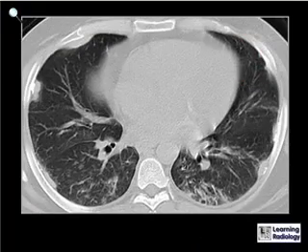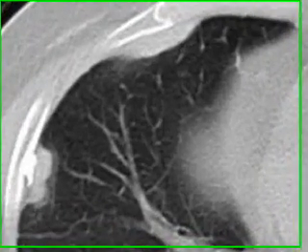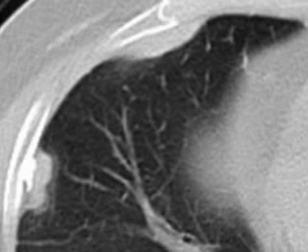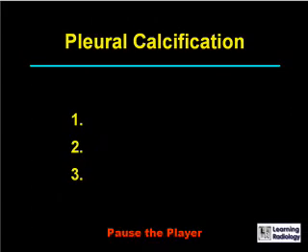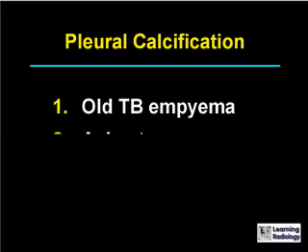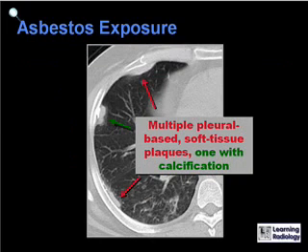Here's the next differential. Pause the player. The differential is pleural calcification. There are 3 main causes. Pause the player. The 3 main causes of pleural calcification are an old tuberculous empyema, asbestos exposure, or a hemothorax.